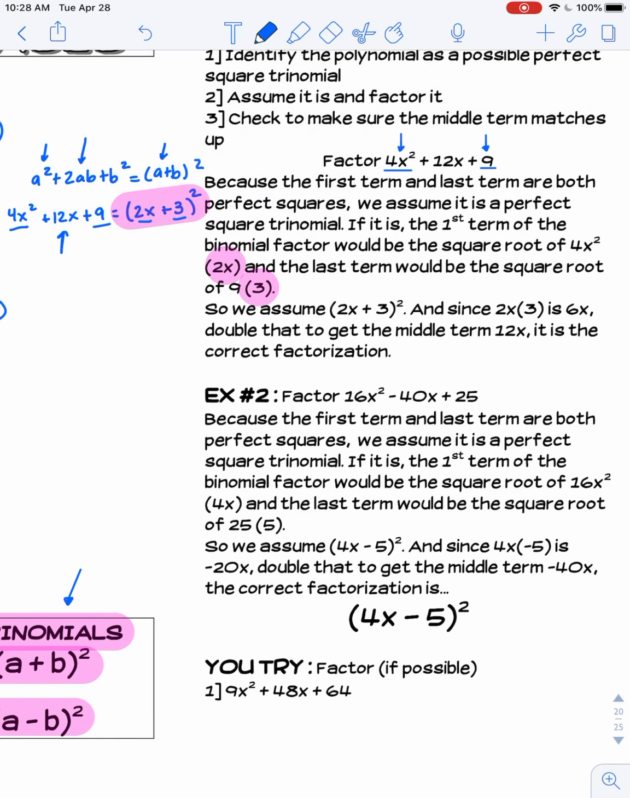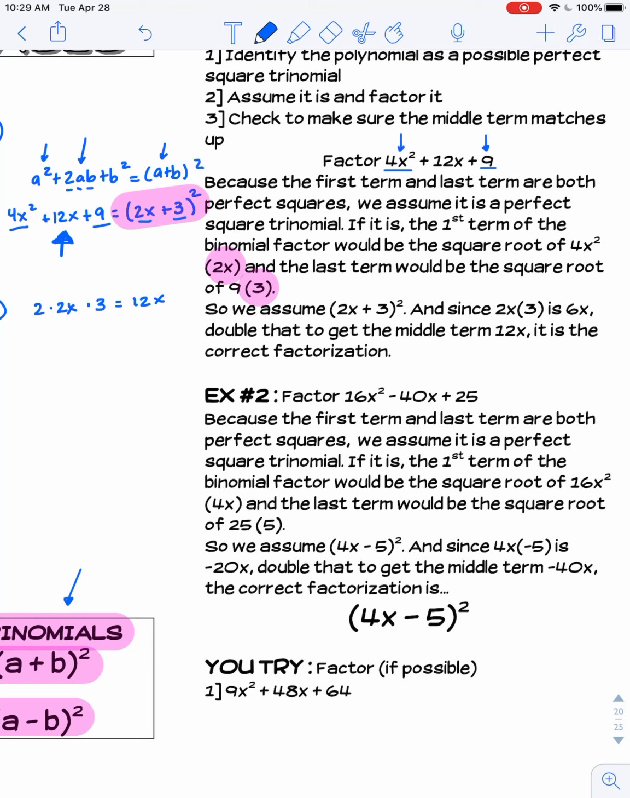So, 2ab. 2 times a times b. So it's 2 times a times b. If you multiply all those together, we get 12x, which is in the middle. Okay. So we're making sure this works out.